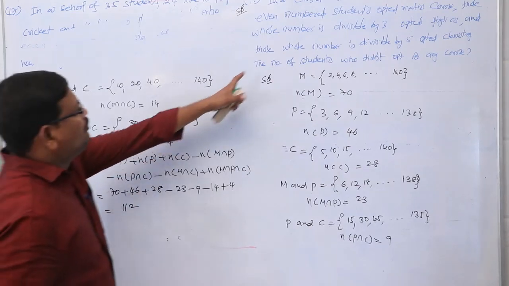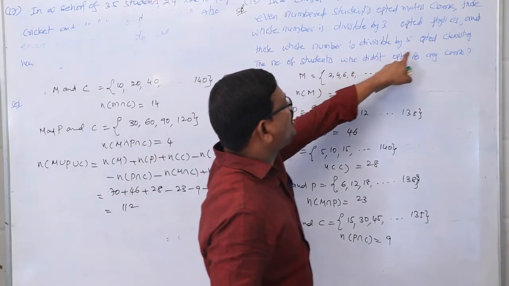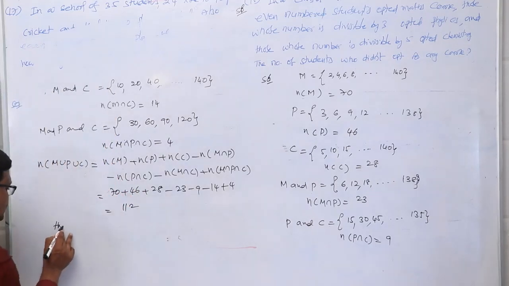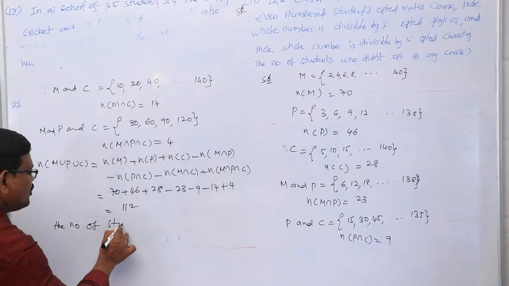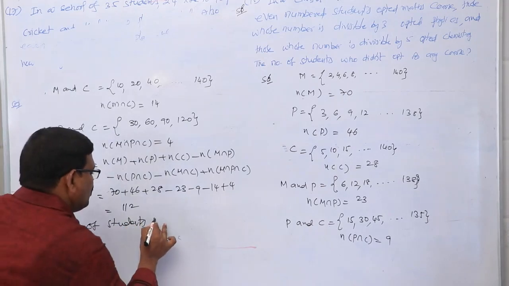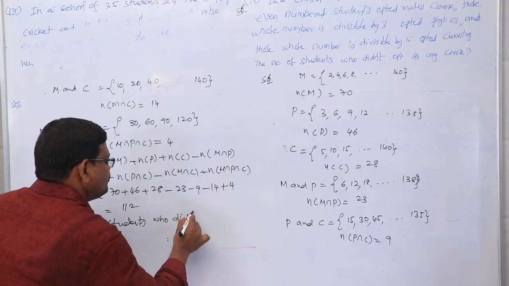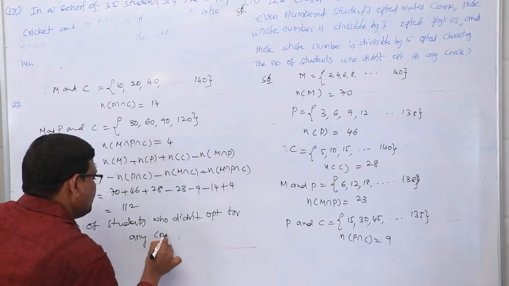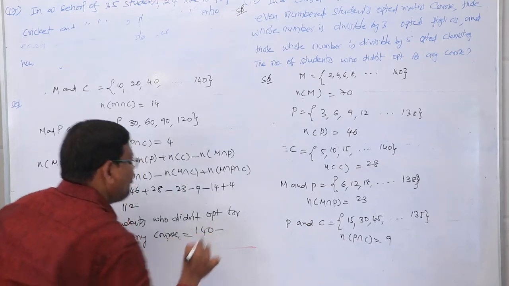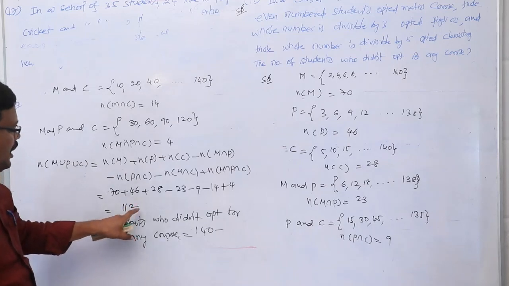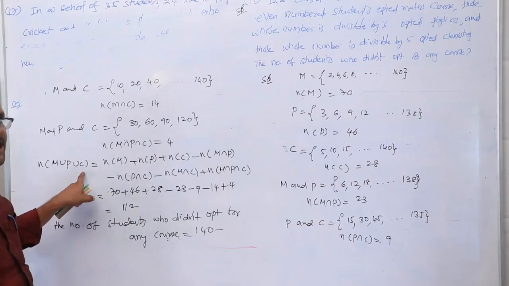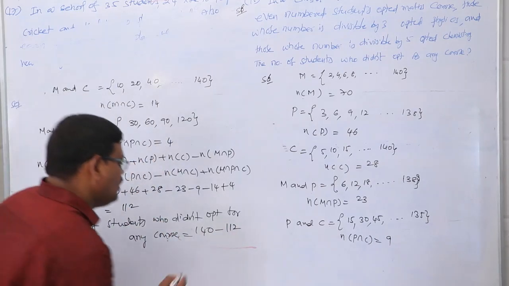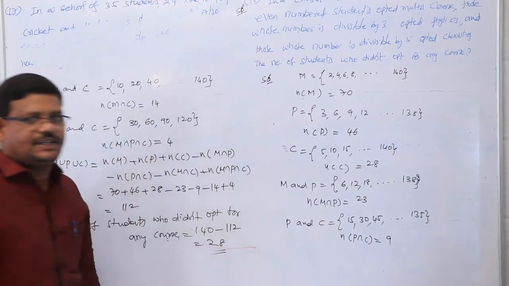So next, what he is asking is the number of students who did not opt for any course. The number of students who didn't opt for any course equal to the total number of students, 140, minus the students who have joined in any course, either physics, maths, or chemistry, which is 112. Therefore, that equals 28.